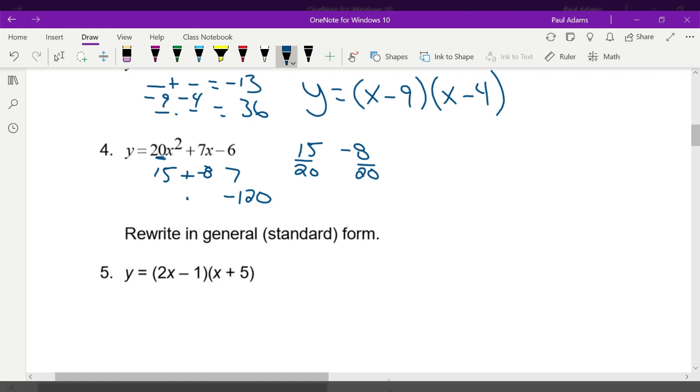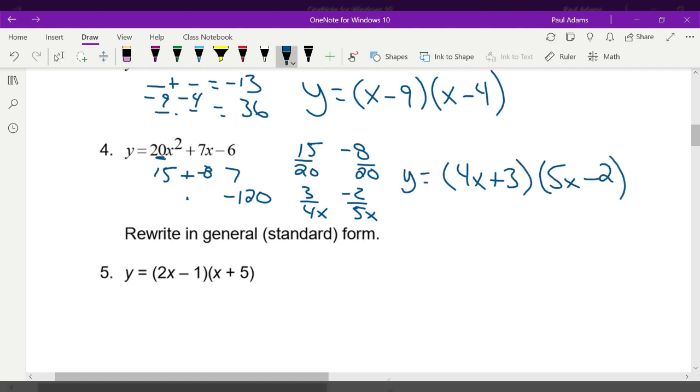Now, for each of these, you want to simplify them down. I'll leave them in fraction form. 15 over 20 reduces to 3 over 4. -8 over 20 reduces to -2 over 5. Put x's in the denominator. And now start at the bottom, work your way up. So you're going to get 4x plus 3 and 5x minus 2. And then y equals.